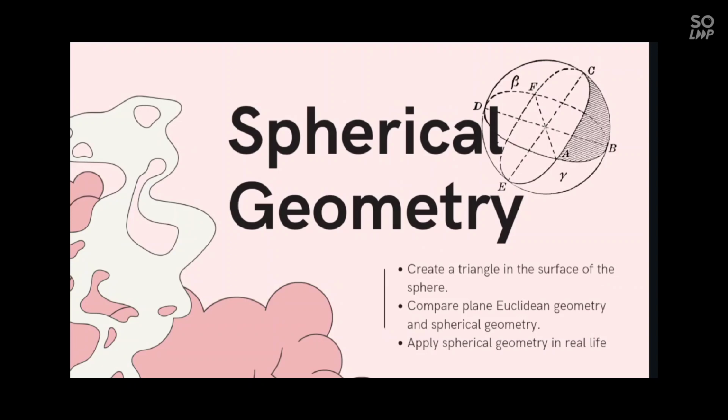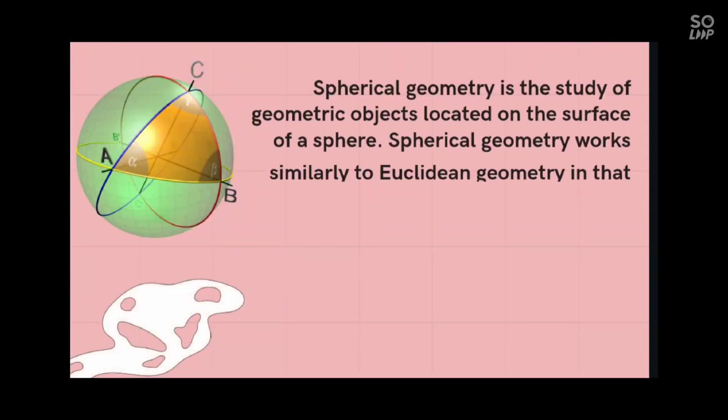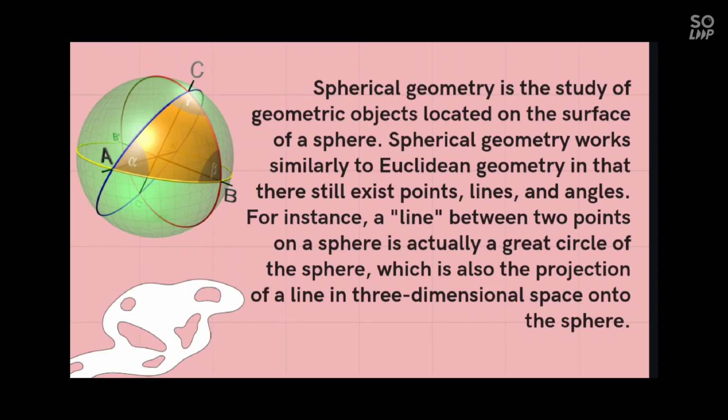So before that, let's define what spherical geometry is. Spherical geometry is a study of geometric objects located on the surface of a sphere. Spherical geometry works similarly to Euclidean geometry in that there still exist points, lines, and angles. For instance, a line between 2 points on a sphere is actually a great circle of the sphere, which is also the projection of a line in three-dimensional space onto the sphere. So now let's proceed.